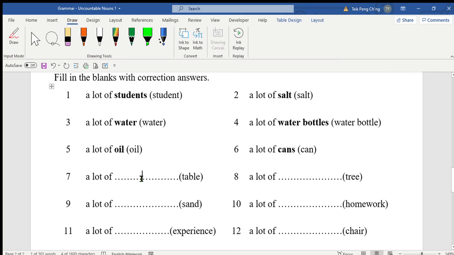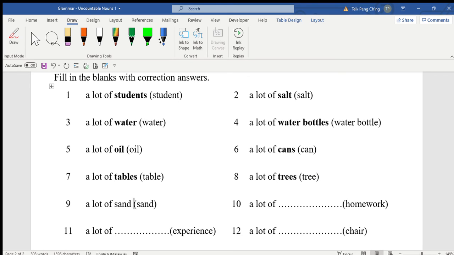Okay, number 7. A lot of tables. Number 8. A lot of trees. Number 9. A lot of sand. Sand, no S. Okay, pasir. Pasir kenapa tak boleh dikira? Sebab terlalu banyak. Okay, there is too much of it.